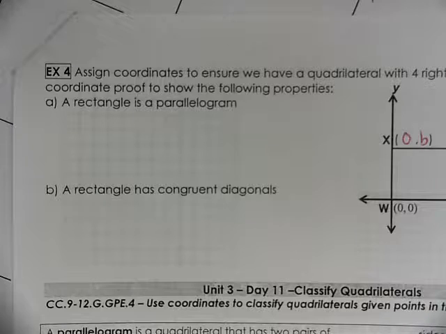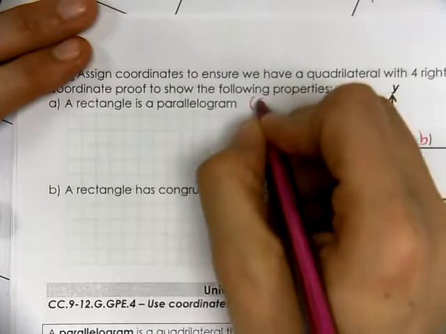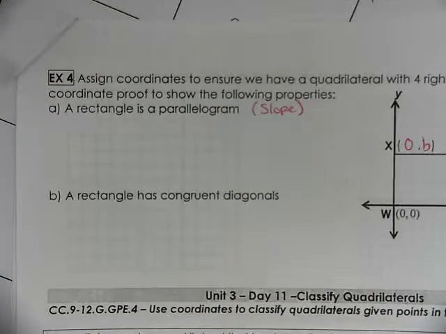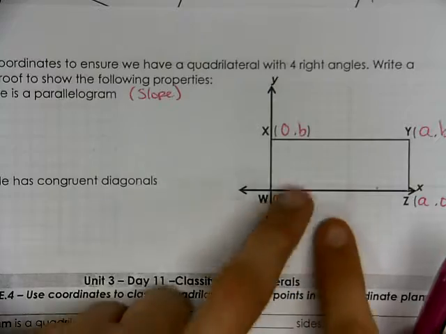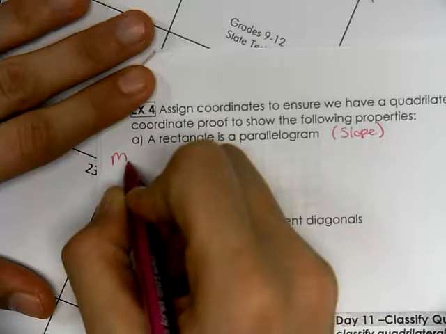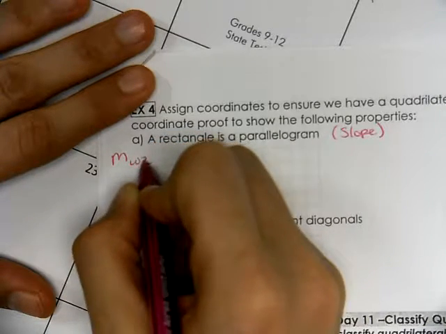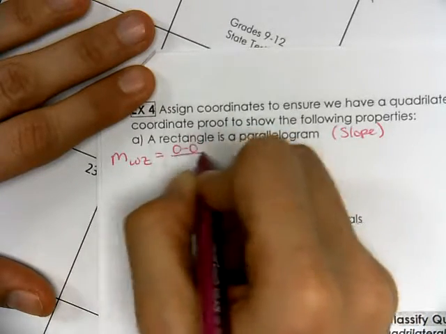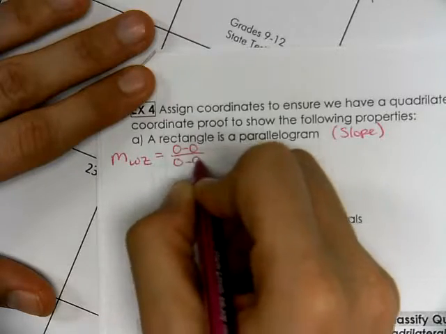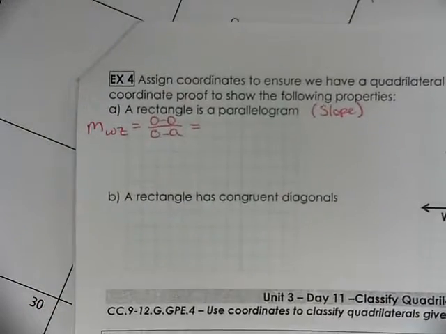So which formula should I use to prove opposite sides are parallel? There we go. We're going to do slope of all 4 sides. We want to make sure XW and YZ have the same slope, XY and WZ have the same slope. So let's start with the slope of, I don't know, WZ. Y's go on top. 0 minus 0, I'm writing small. 0 minus A. What do we end up with?